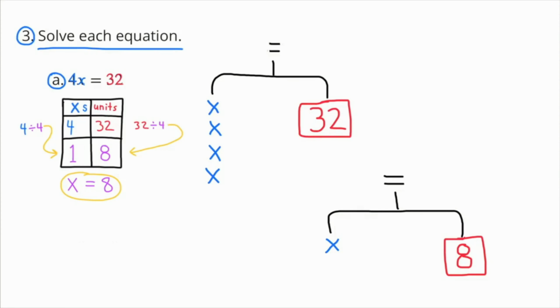The first hanger shows the hanger balanced with 4 x's on one side and 32 units on the other. The second hanger shows 1 x on the left side and 8 units on the right side, still in balance, so 8 equals x. So once again, 4x divided by 4 equals 1x, and 32 divided by 4 equals 8, so x equals 8.